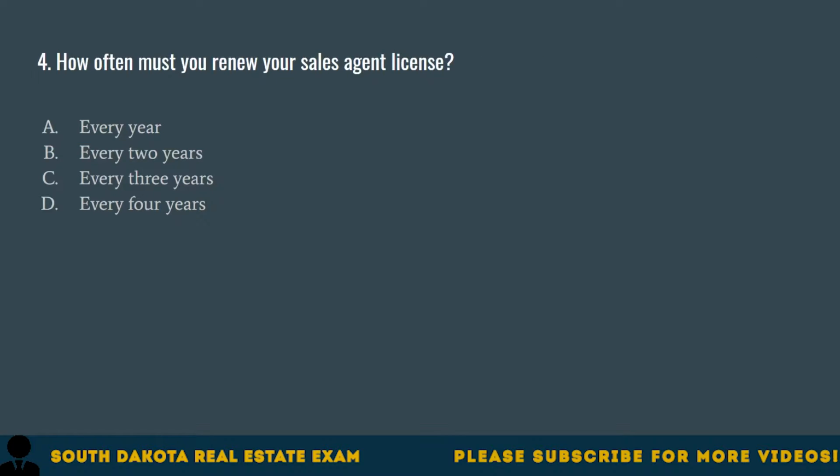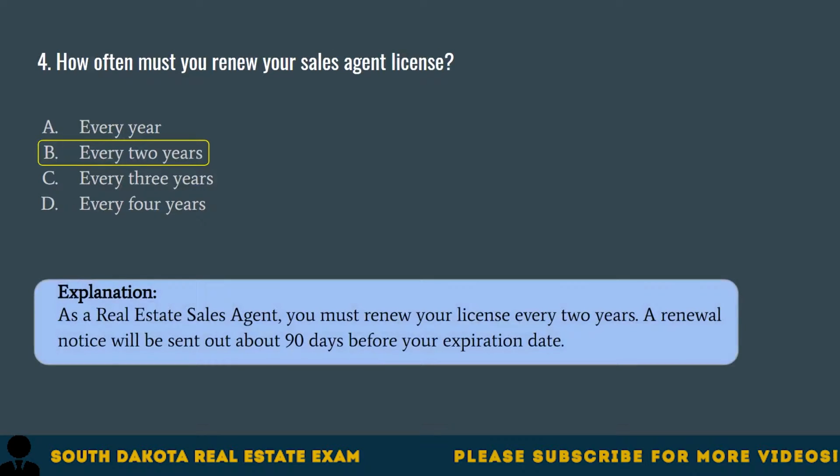Question 4. How often must you renew your sales agent license? A. Every year. B. Every 2 years. C. Every 3 years. D. Every 4 years. The correct answer is B. Every 2 years. As a real estate sales agent, you must renew your license every 2 years. A renewal notice will be sent out about 90 days before your expiration date.